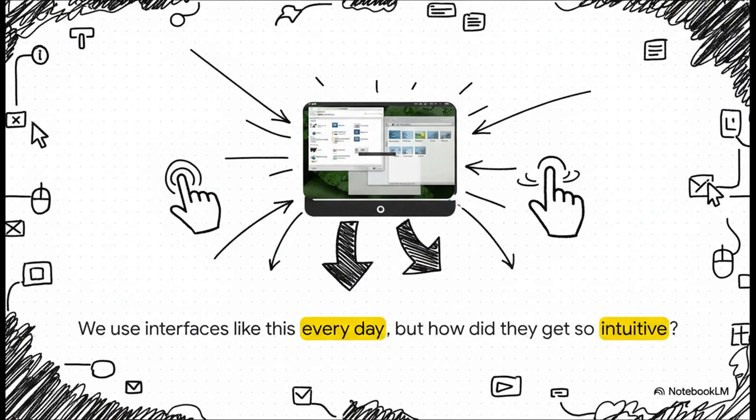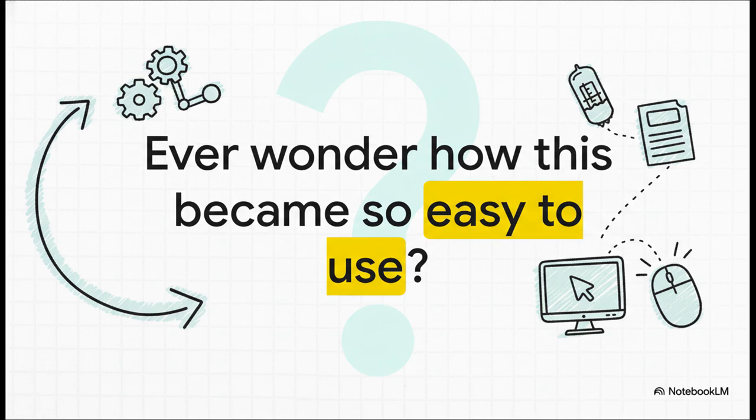I mean, think about it. We click, we swipe, we drag things around. It all feels so natural, right? It's almost like our devices can read our minds. An experience like this, with all its icons and windows, is so intuitive that we just take it completely for granted. But have you ever actually stopped and wondered how we got here?